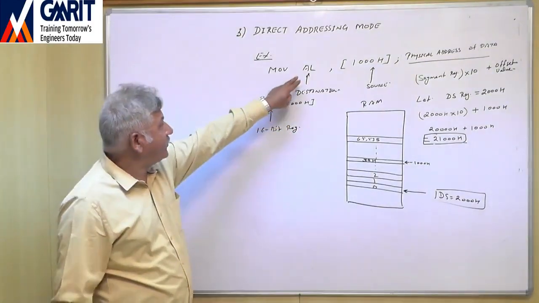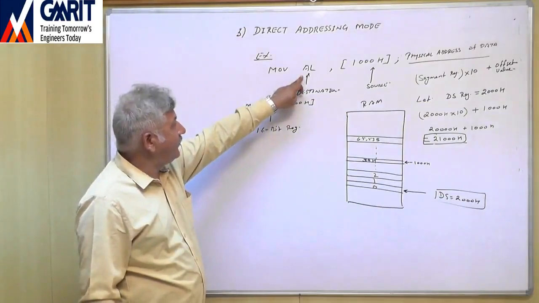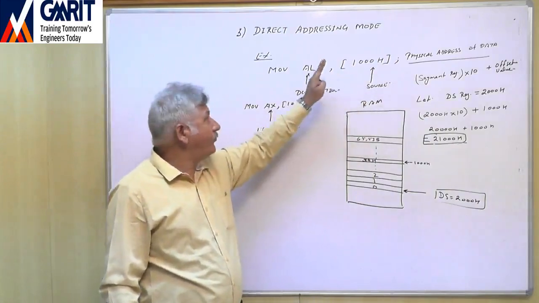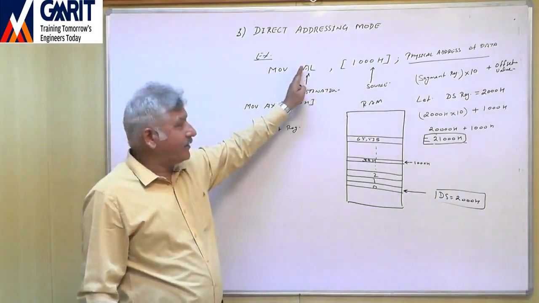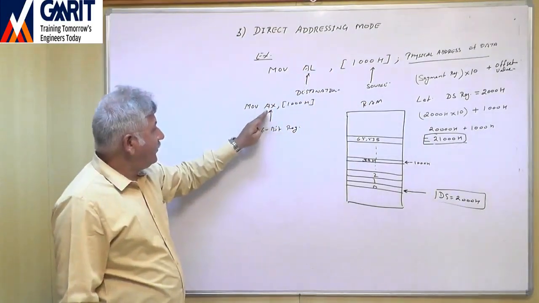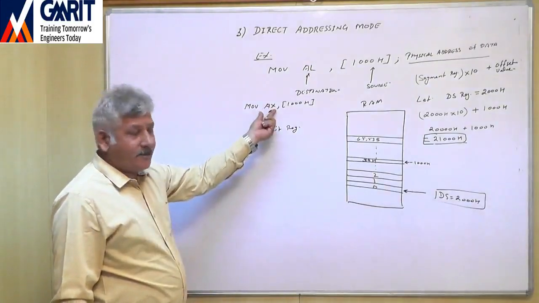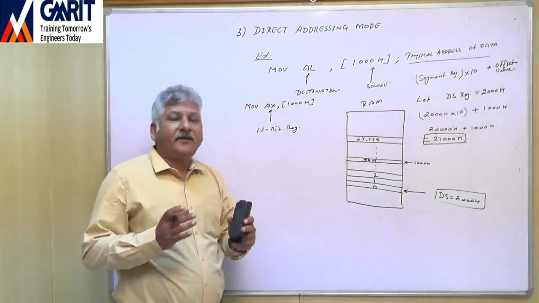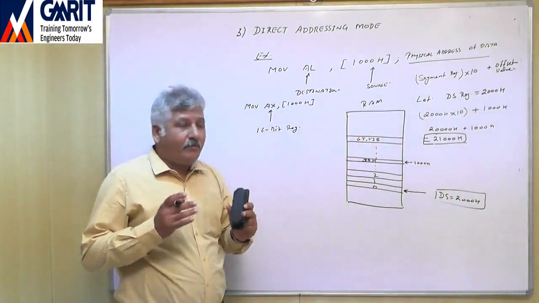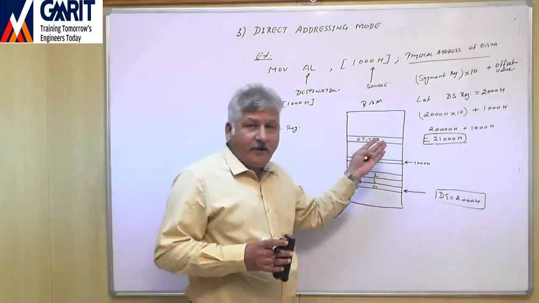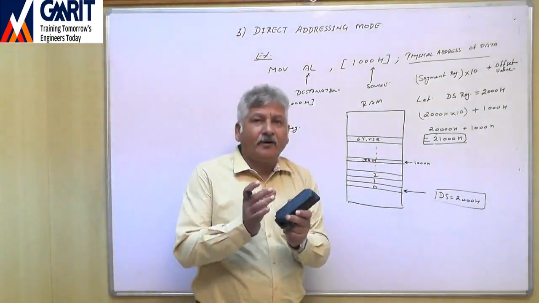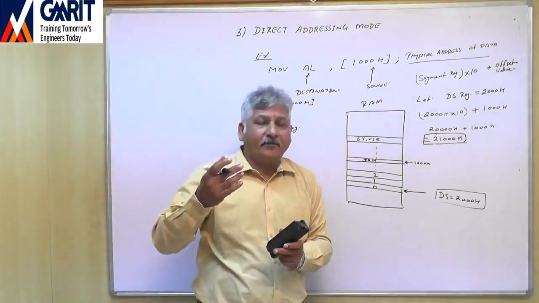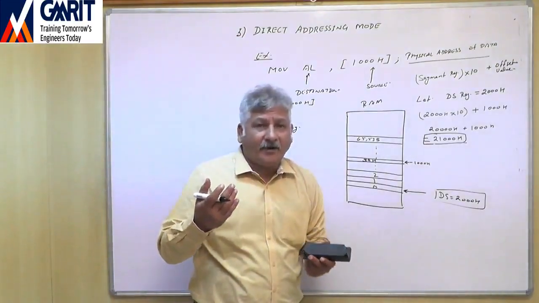So here in the first case, the destination is an 8-bit register. That's why an 8-bit number is moved to this AL register. But in this case, AX is the destination register and it is a 16-bit register. That's why a 16-bit number will be moved. But in our memory, we can store only an 8-bit number at one memory location. Then from where will the 16-bit number come?